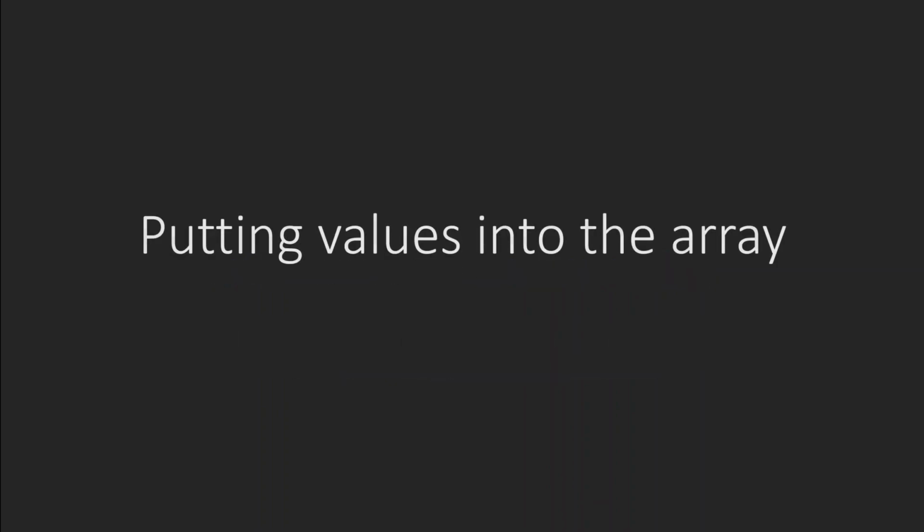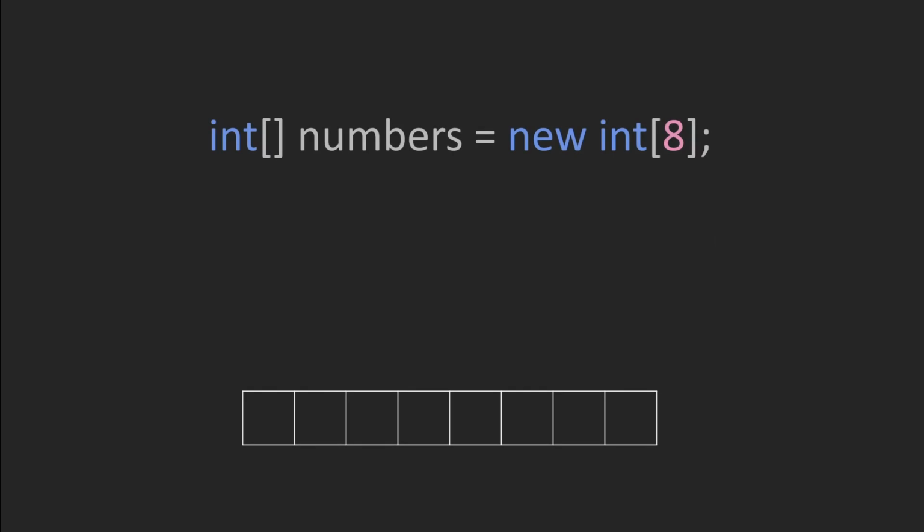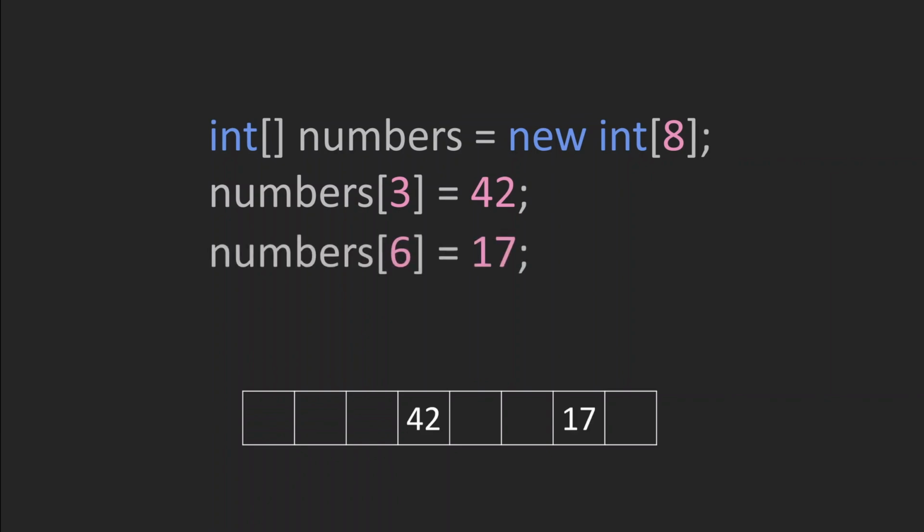Now, having an array is no use if we cannot put anything inside it. It works like this. When I have my array, I can insert a value, in this case an integer, at a specific index. I access the numbers variable and use the brackets here to indicate that cell with index 3 should contain my new value, 42. I can assign another value to another index like this, or I could override the existing value.